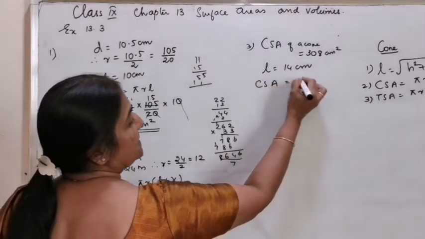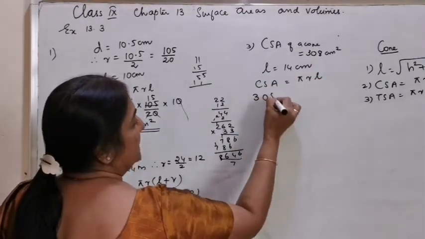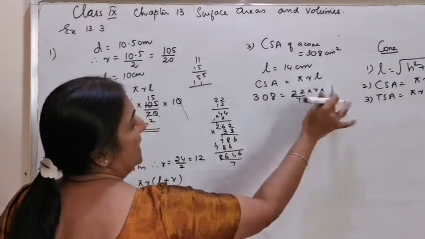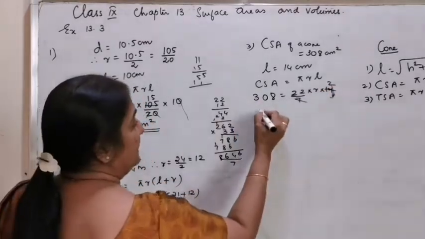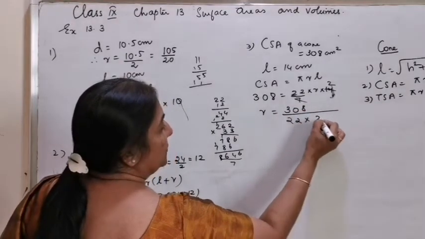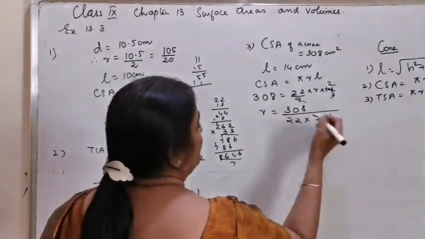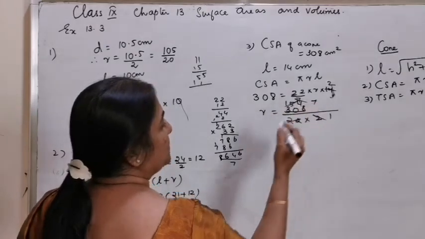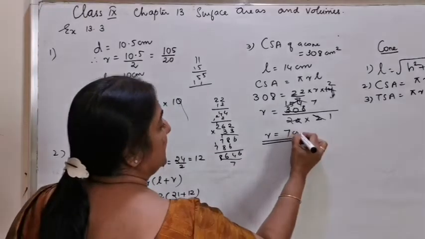Curved surface area is equal to pi r L. Curved surface area 308 is equal to 22 by 7 r into L. L is given as 14. You can cut it as 2. No need of multiplying. r is equal to 308 divided by 22 into 2. Both the numbers will be divisible. 154 and 22 into 7. So the radius, you got it as 7 centimeter.